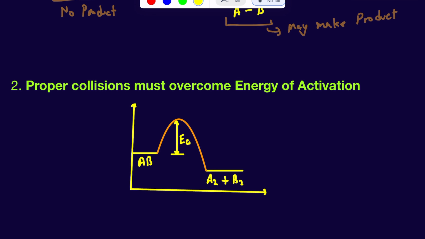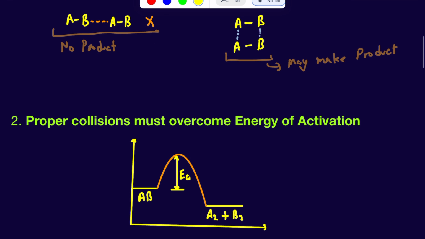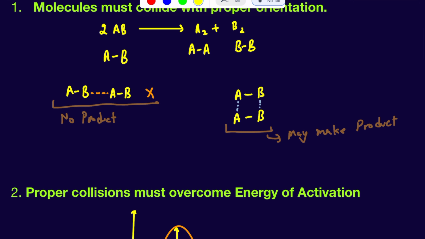Now, the collision between AB molecules, after making sure that it's got a proper orientation, must have enough energy to overcome this activation energy, which is needed to break the old bonds, and then eventually you're going to be making new bonds, and that's when you actually release energy. If you don't have enough energy to overcome the energy of activation, even the good orientation collisions will not make product. So those are the two main criteria: first, you must have collisions with proper orientation, and second, the collisions with proper orientation must have enough energy to overcome the energy of activation.